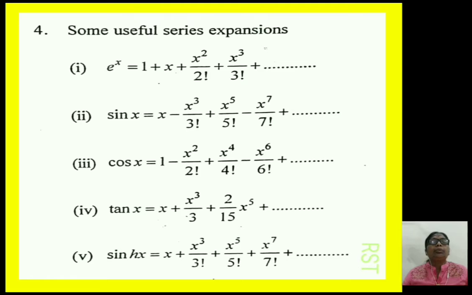Sin hyperbolic x is equal to x plus x cube upon 3 factorial plus x raised to 5 upon 5 factorial plus x raised to 7 upon 7 factorial. That means expansion of sin x and sin hyperbolic x are different. That means in expansion of sin x there is alternate plus minus sign, but in expansion of sin hyperbolic x all the terms are positive.